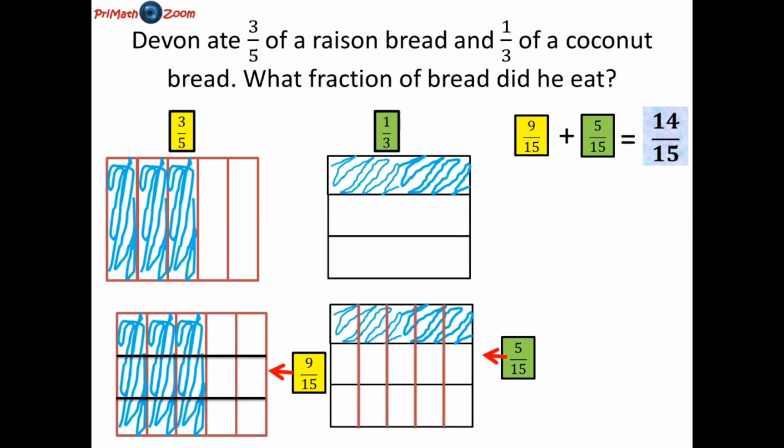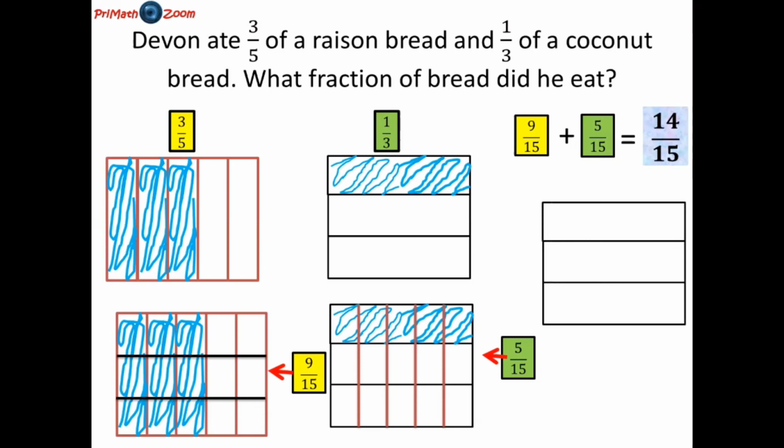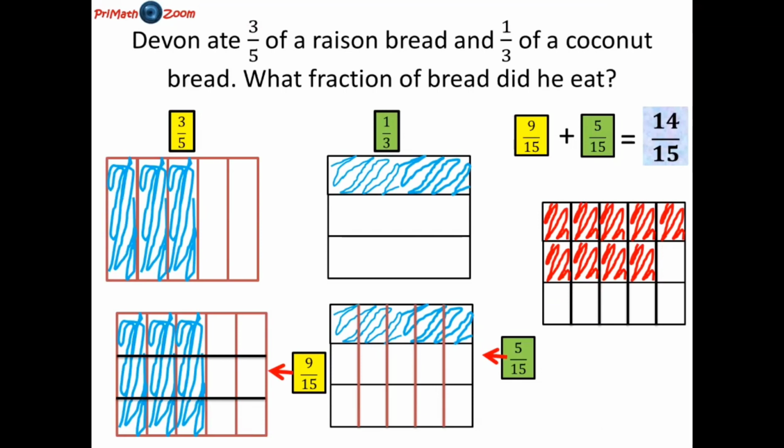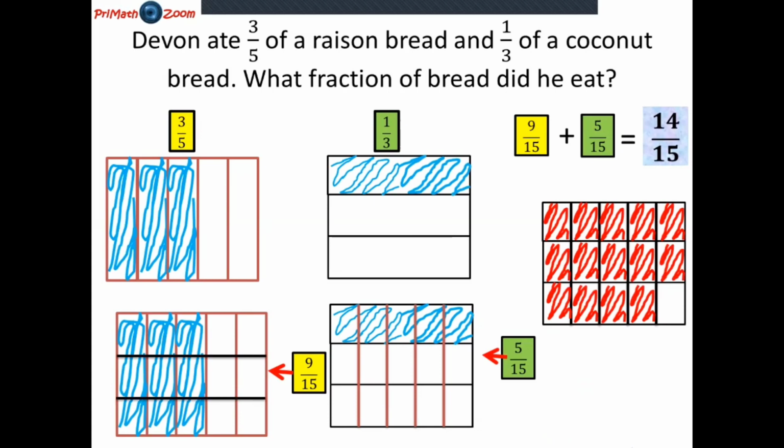But we don't have to go through all of this. We could simply draw back our new whole with 15 equal parts. And given that we know that in the raisin bread, we would have 9 out of 15, we could shade 1, 2, 3, 4, 5, 6, 7, 8, 9. And we know that in the coconut bread, we have 5 out of 15 parts. So let's go 1, 2, 3, 4, 5. And when we count up all the parts here now, 1, 2, 3, 4, 5, 6, 7, 8, 9, 10, 11, 12, 13, 14, we would get 14 parts shaded out of the 15 parts. See how easy it is? All right, so here we can say that Devon ate 14 fifteenths of bread.